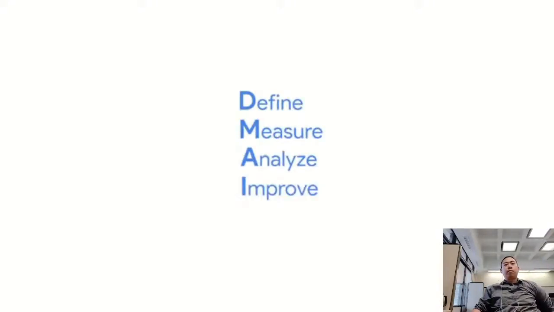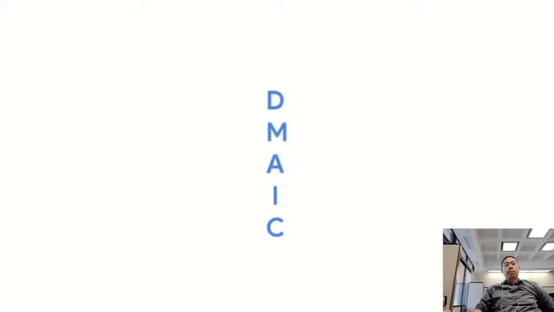There are 5 phases in the Lean Six Sigma approach. They are define, measure, analyze, improve, and control, commonly known as DMAIC.